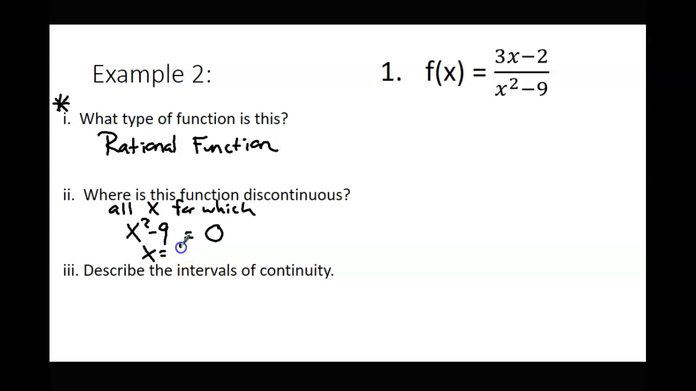3 and negative 3. So this function would be discontinuous at 3 and at negative 3. So when you have a rational function, if you want to find where the function is discontinuous at, you just set the bottom equal to 0 and solve, and those are the two places where it would be discontinuous, in this case, 3 and negative 3.